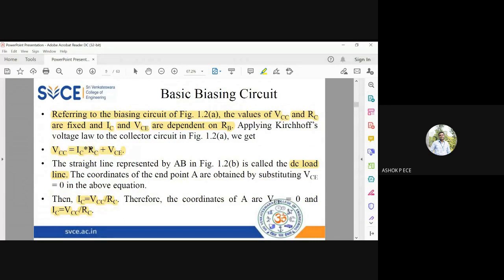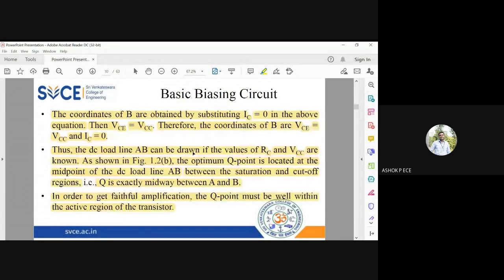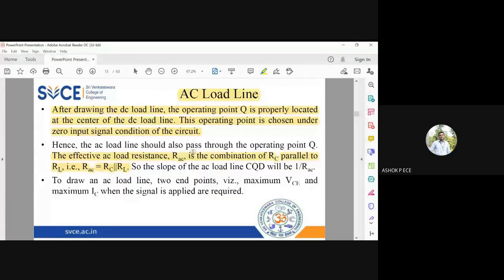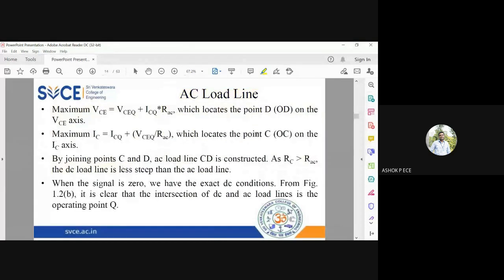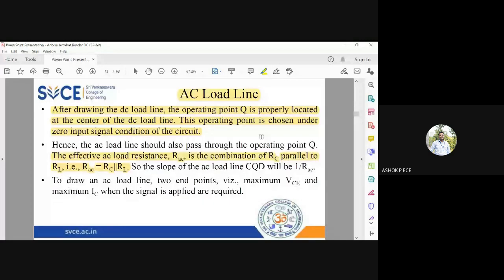And in the same way, we find the two endpoints as we did for the DC load line, and we get the two endpoints C and D. So to draw the AC load line also, we have to find the two endpoints, because for drawing a line I need two endpoints. How to get that? One, you put VCE equal to 0, and the other, you put IC equal to 0. So when you put these two conditions, you get the two ends of the AC load line.